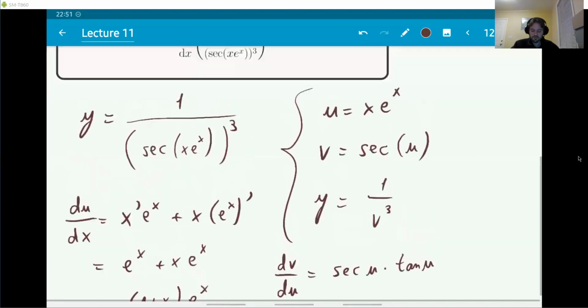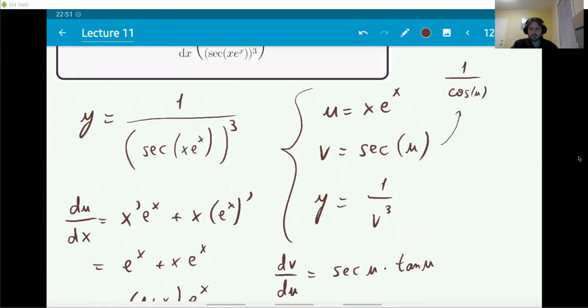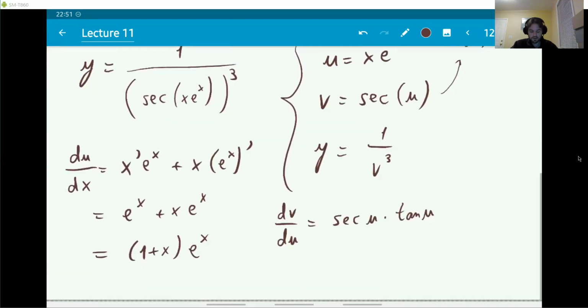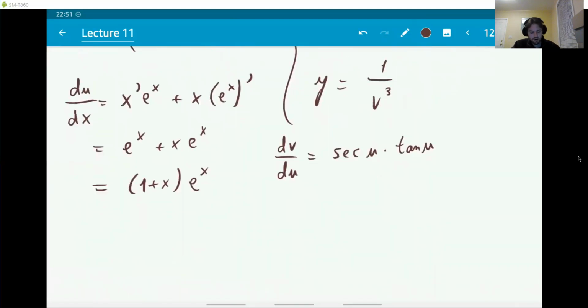If you don't know, you can always compute this by rewriting it. Secant is the same thing as 1 over cosine. This one you definitely know how to differentiate if you use the quotient rule, and you're going to find secant times tangent. Finally, dy dv.